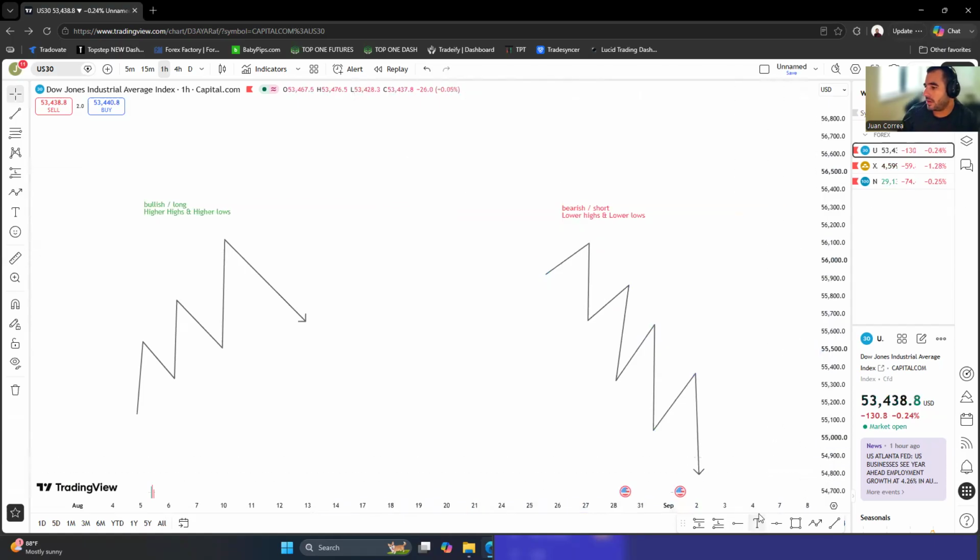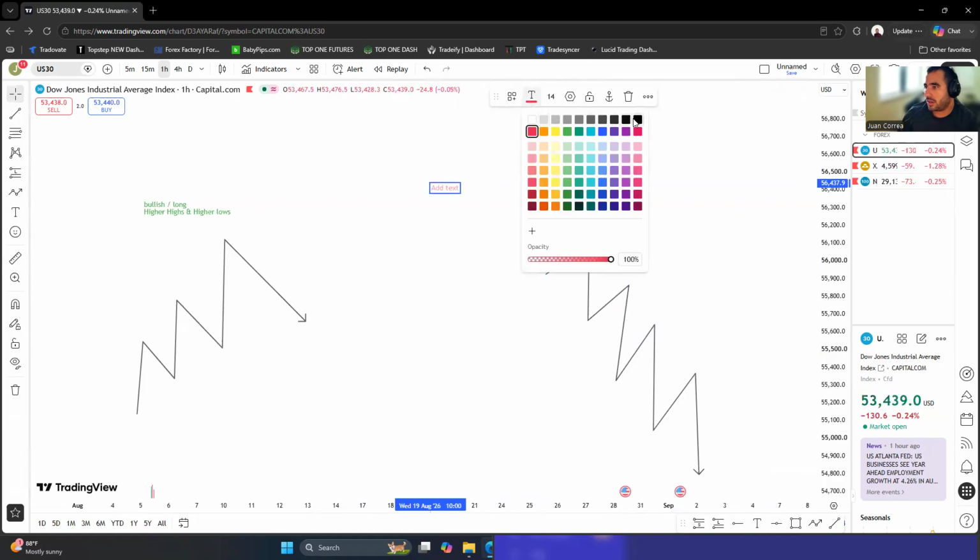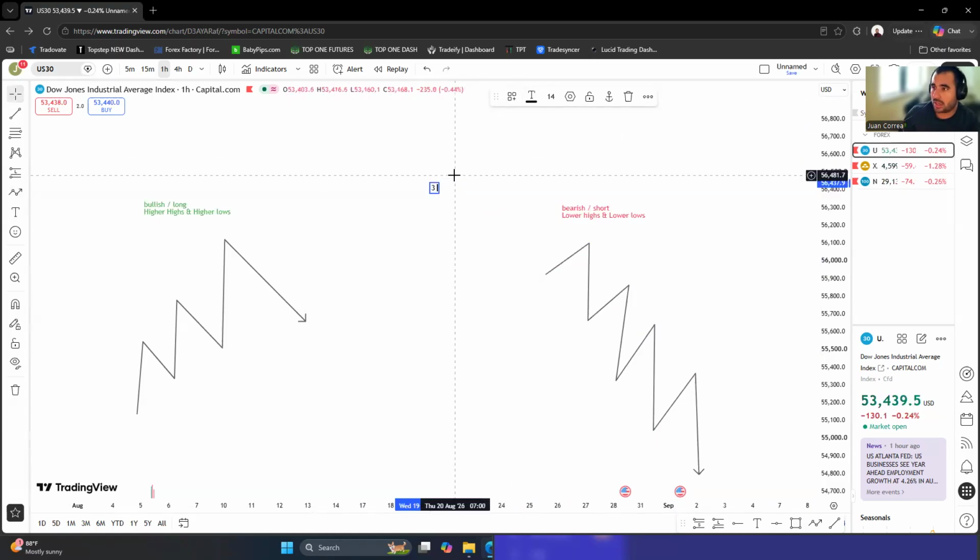There are three types of markets, okay? This I will do in a regular color. Three types of markets. There is a bullish market, bearish market, and consolidation. All right, so those are the three types of markets there are.